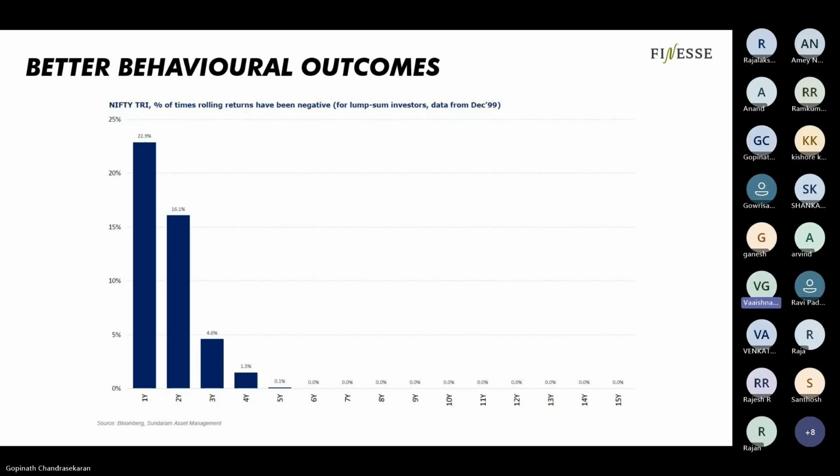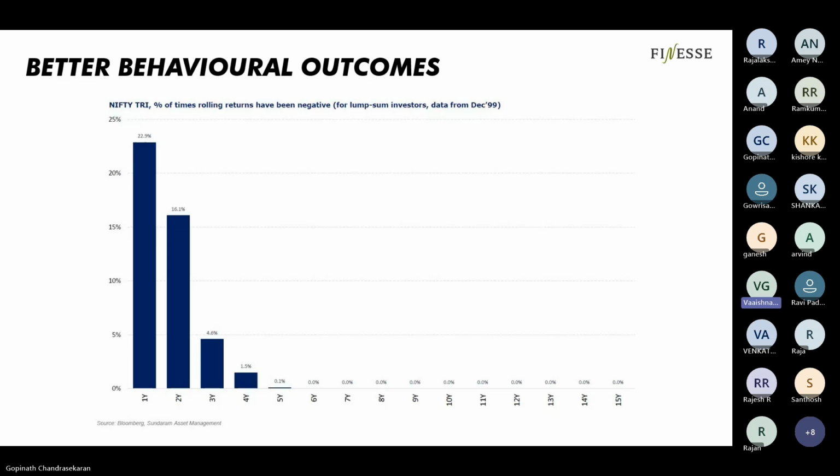When we look at the importance of prioritizing fixed income in your portfolio, we'll, for example, take up this Nifty TRI data for negative rolling returns. This graph shows you the percentage of times the rolling returns have been negative. When we consider 1 year returns, they have been negative for roughly about 23% of the time. So that will be about once in 4 times, your rolling returns would have been negative.